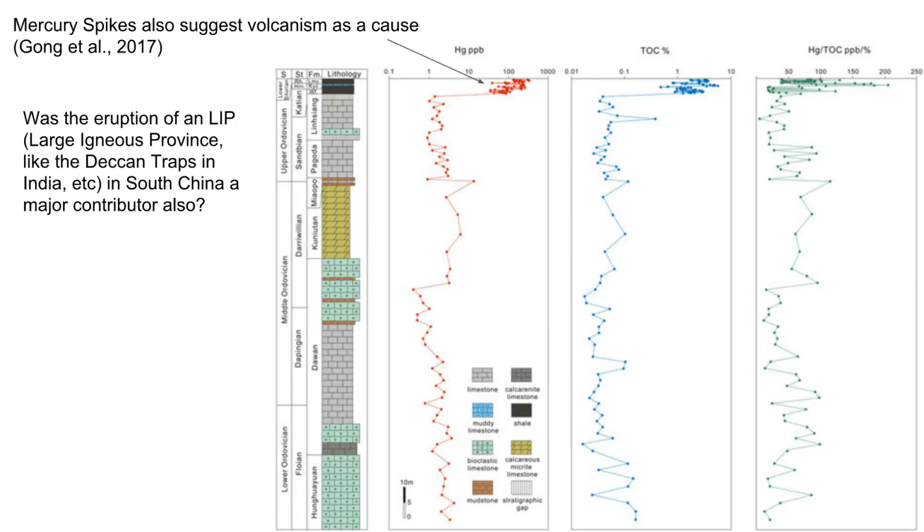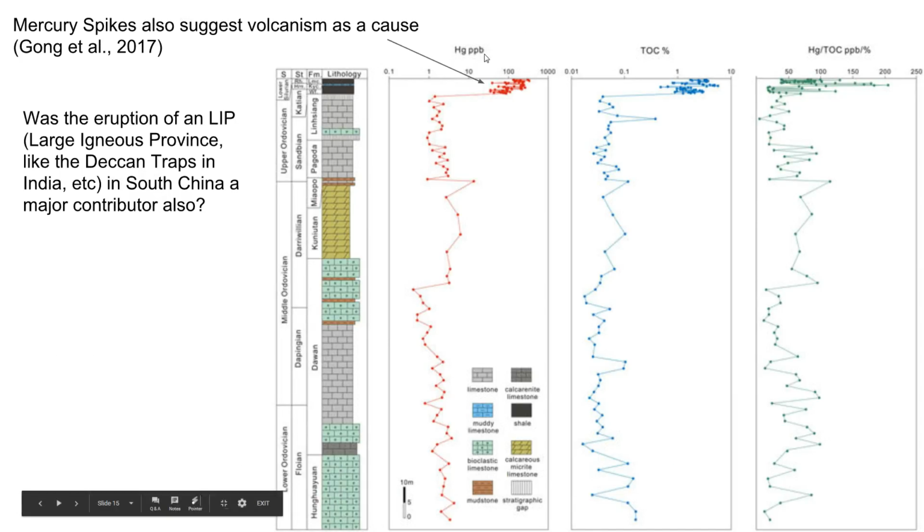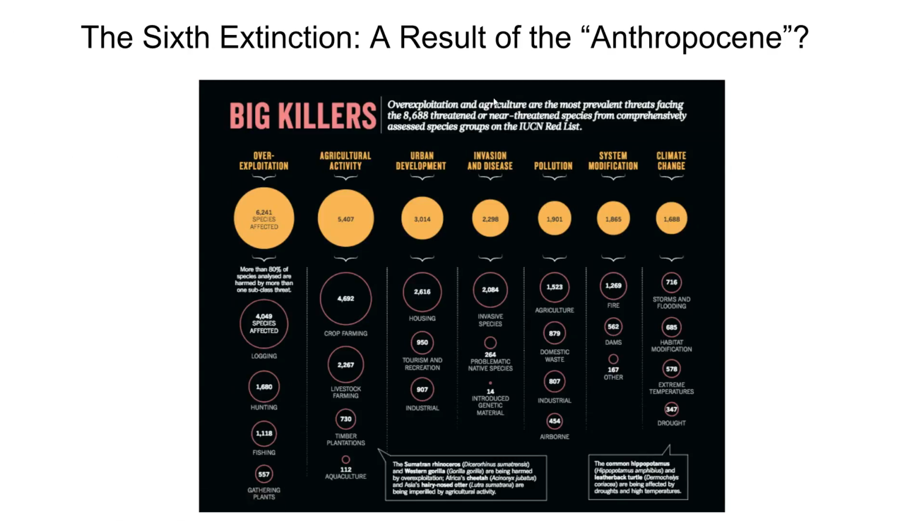There are also, in these rocks, spikes in mercury, which would indicate a volcanic origin of that mercury. So here we have large volcanic ashfall deposits all over the place, decreases in strontium ratios indicating lots of spreading center volcanism, and high mercury spikes. So there's a lot of really good evidence for this. I'm going to leave it at that because some of you might pick that particular extinction, but I don't want to belabor it too much.